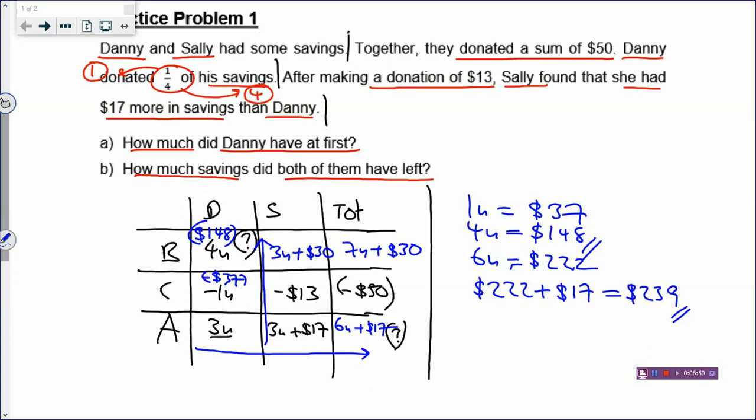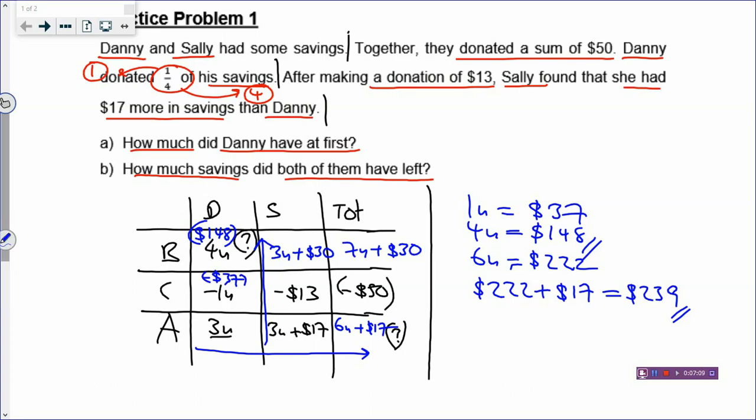So what have I shown you in this problem? I've shown you that the table can flow in different ways. It can go down, like in the earlier lesson. It can go up, right? You work backwards. It can also go from left to right, or it can also go from right to left, right? Working backwards.